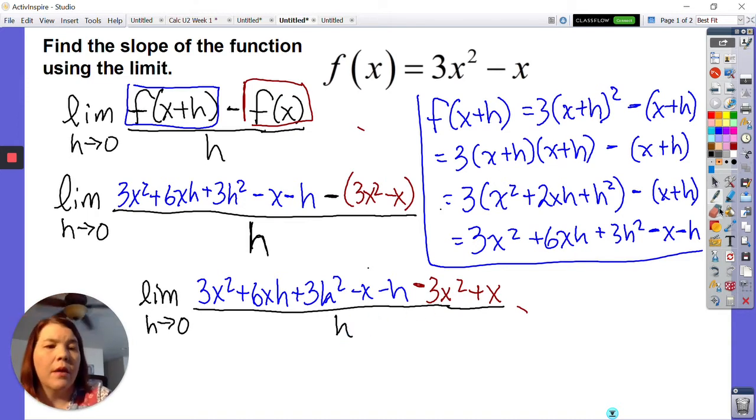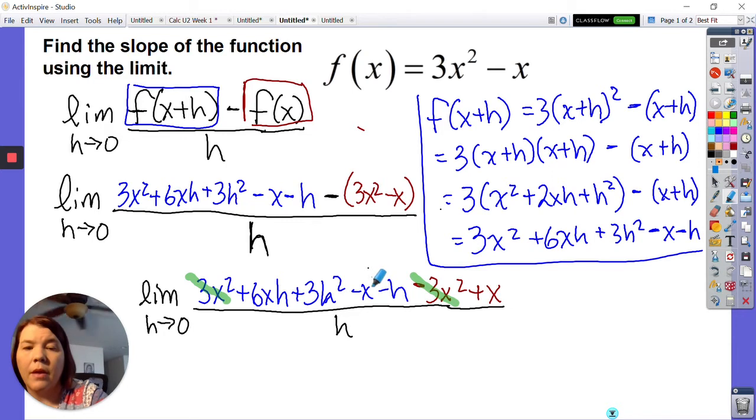Okay, now what I notice when I'm here is that there are some things that will go away. So we're going to go ahead and cancel some stuff out. 3x squared cancels out with negative 3x squared. Negative x cancels out with positive x. And so now we have left, notice all of the red is gone. All we have left here are blue items.